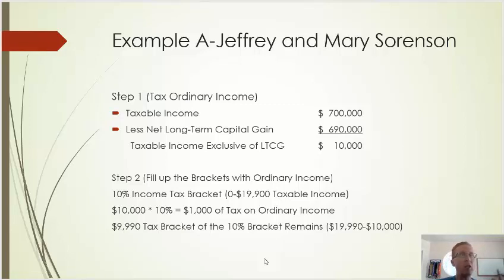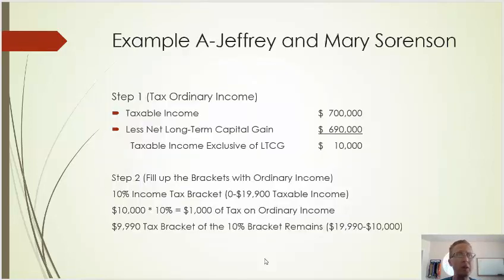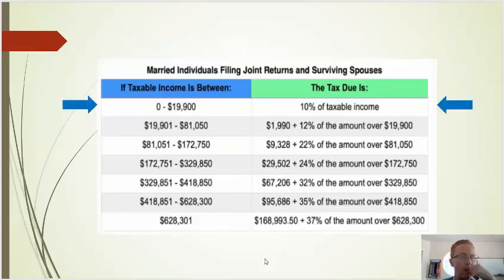Well, if you look at the ordinary brackets with me for just a second, you can see that for married filing joint, they don't kick to the 12% bracket for 2021 until $19,900. So I have $10,000 here. So all of it's going to be taxed at 10%, $1,000. Okay. Now the question I want you to look at before I leave this is how much more of the 10% bracket do I have left? Like I've had other ordinary income, $9,990 would be taxed at ordinary rates.